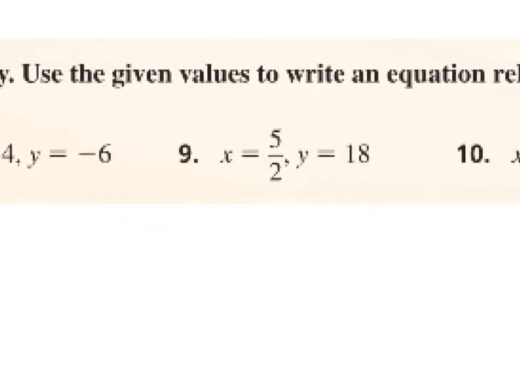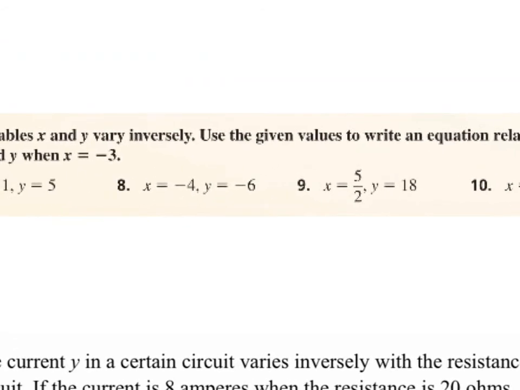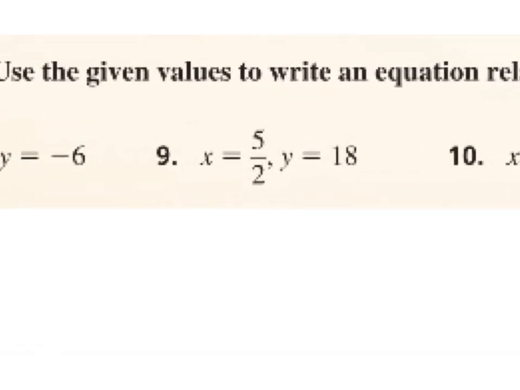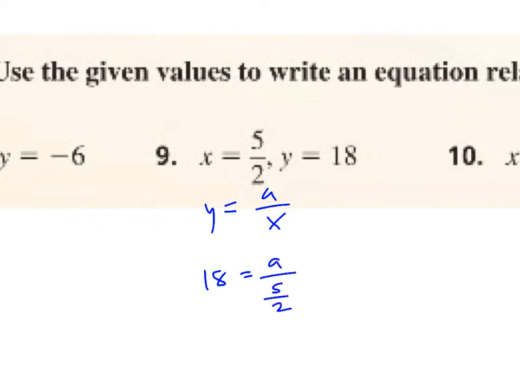Number 9. So it tells us that the x and y vary inversely. So what's our inverse variation equation? Y is equal to a over x. So we want to plug in our x and y and solve for a. So our y is 18 and our x is 5 over 2. So a over 5 over 2. So just like all the other ones, if this was a whole number for x, how would we get x out of the denominator?